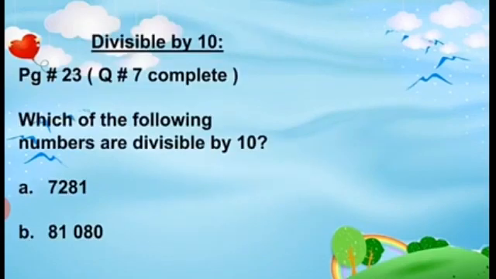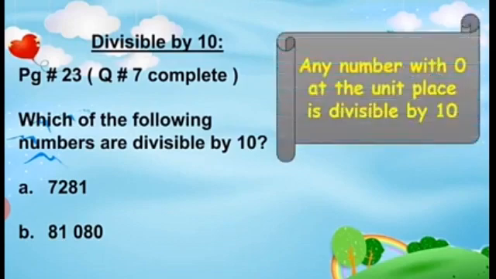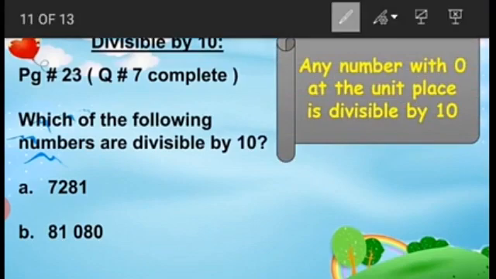So class, the next is divisible by 10 and it's page number 23, question number 7 complete. But how to solve? So the definition is here for you. Any number with 0 at the units place is divisible by 10. So class, we have to look at the units place. Here I am going to solve part A and B and you have to do the remaining parts.